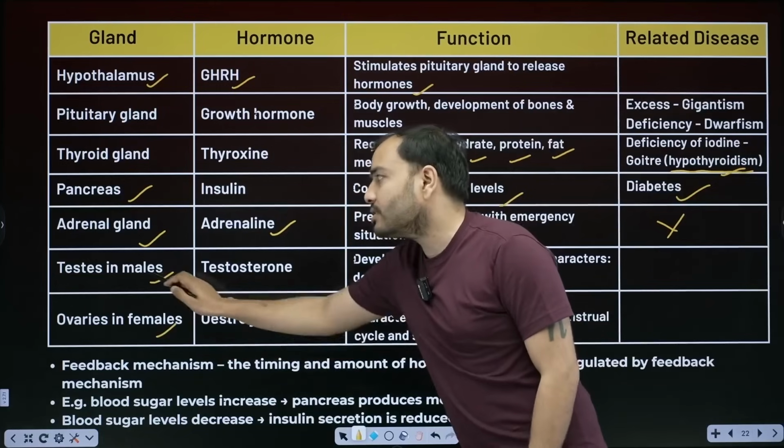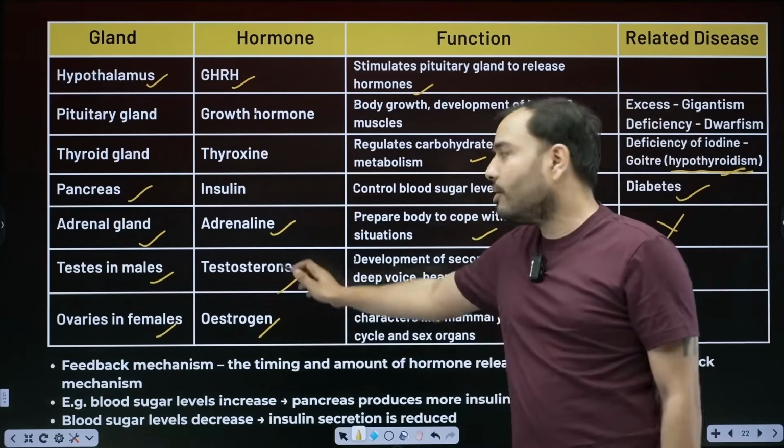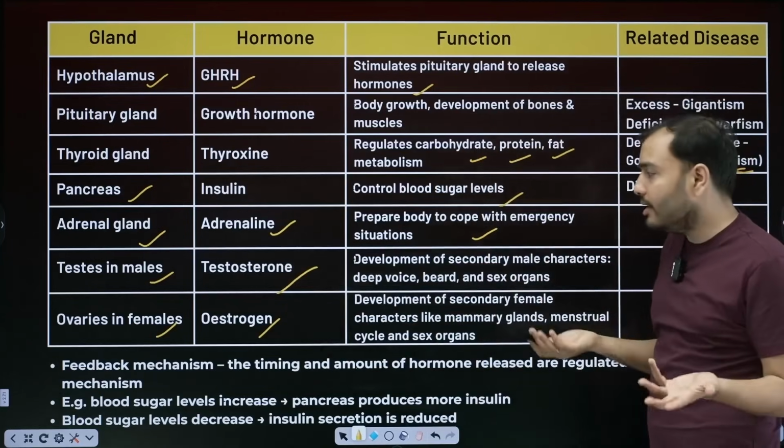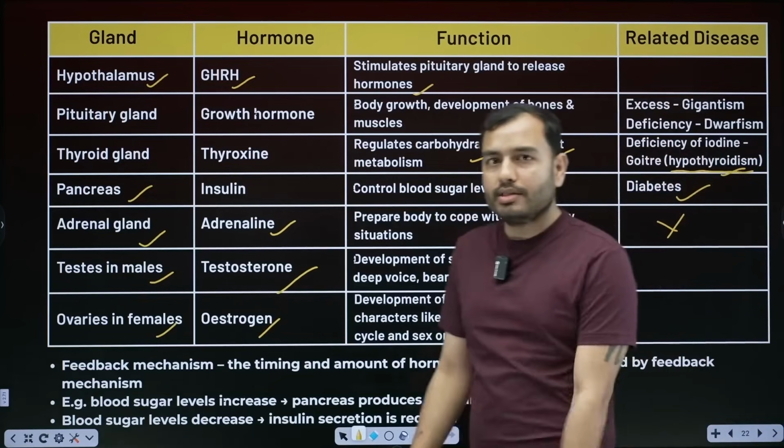Then the testes and ovaries. Testosterone from the testes, estrogen from the ovaries. The job of both is secondary sexual characteristics. Here it means your voice getting deeper, growing a beard, growing hair, right? And what was here? Mammary glands, menstrual cycle and sex organs.